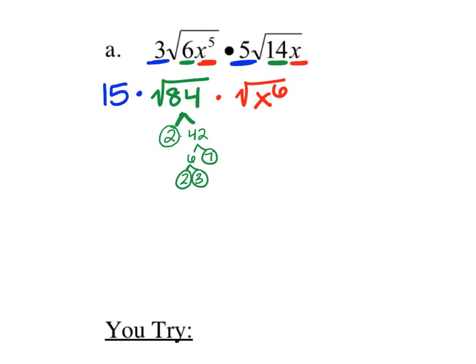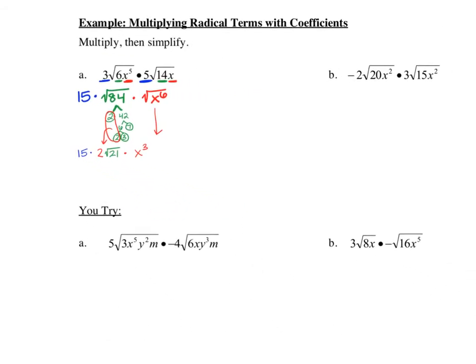So remember, when we're doing it this way, we're looking for pairs of numbers. So I have a pair right here. Okay? So the 15 would stay where it is. This pair would come out in front. And then the 7 and the 3 would just stay underneath the radical. So that would be 21. And then the x to the 6th, you divide that one by 2, and you would get x cubed.